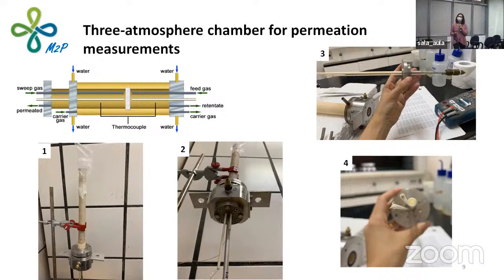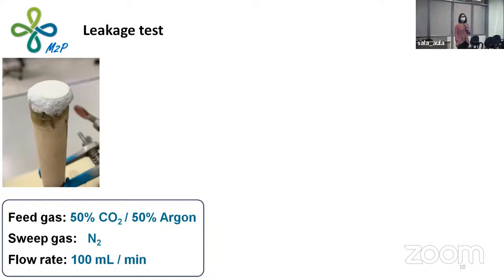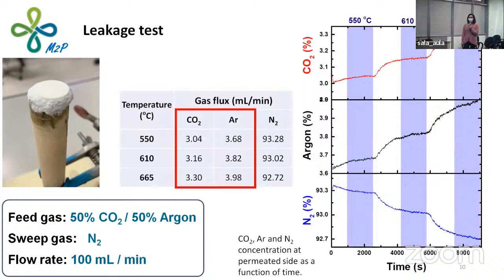So before the first permeation test, we did a leakage test. This picture shows a dense alumina membrane that is positioned in this ceramic tube of the membrane reactor. We use CO2 and argon as feed gas and nitrogen as sweep gas at this flow rate, 100 milliliters per minute. And these are the results that we obtained from the mass spectrometer. We performed it at three temperatures, 550, 610 and 665 degrees C. And there is a small increase in the leakage with temperature. It's important to note that here we have no permeation. This is only a dense alumina membrane. There's no carbonate here. So we have these values for the gas flux of CO2 and argon for these three different temperatures.